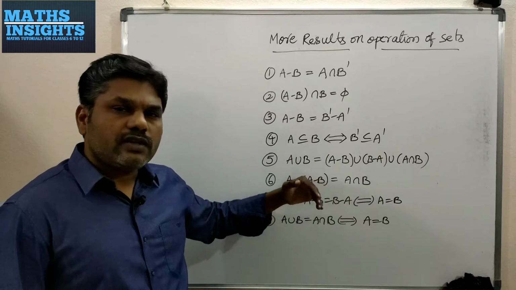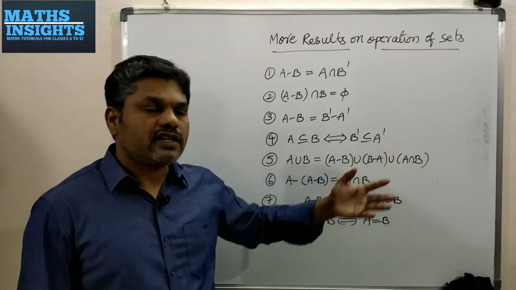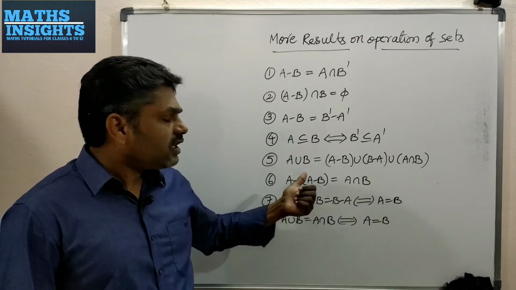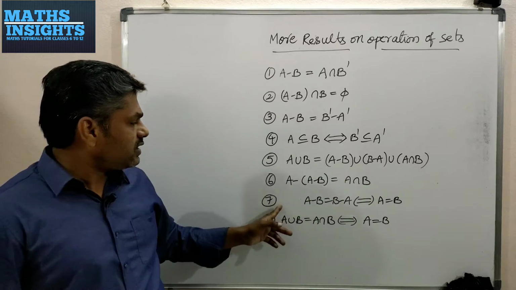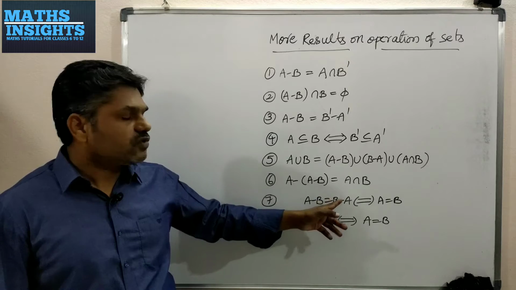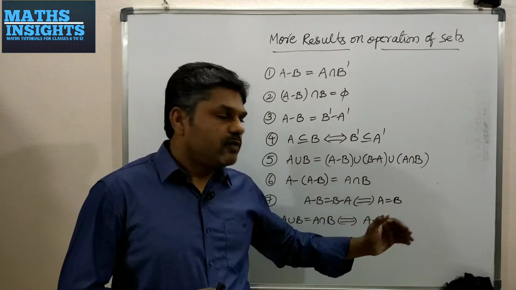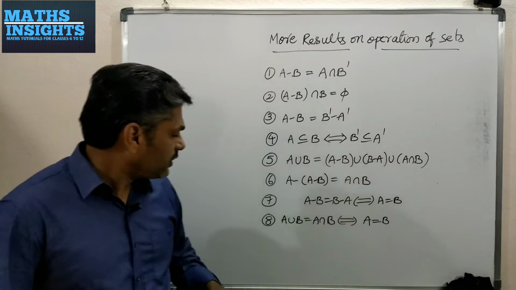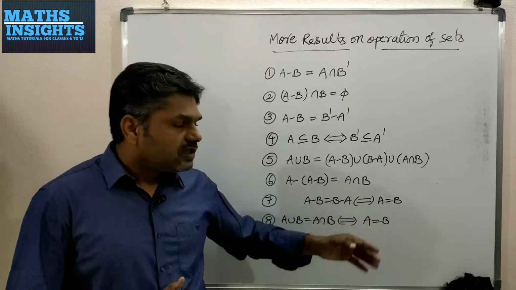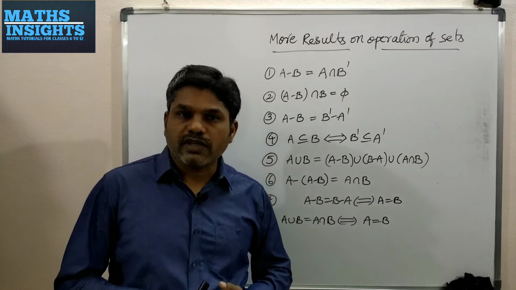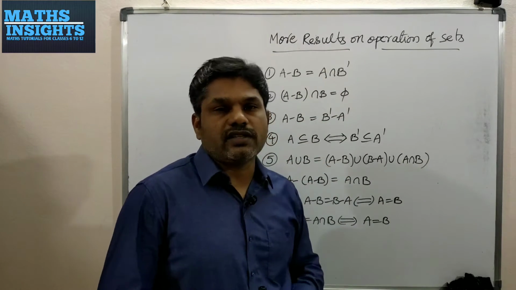And A union B may be written as A minus B union B minus A union A intersection B. A minus B is equals to A intersection B. And if you see the seventh one, A minus B is equals to B minus A, suppose, then automatically the set A will be equal to set B. If A union B is equals to A intersection B, automatically the set A will become equals to set B. In this way, you may have these additional results.